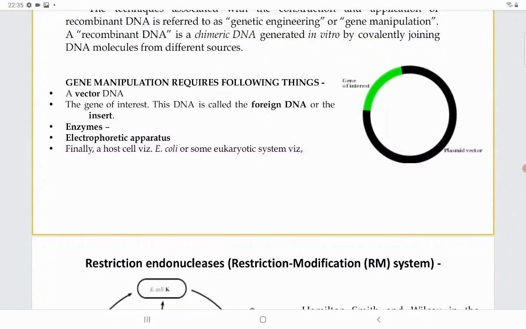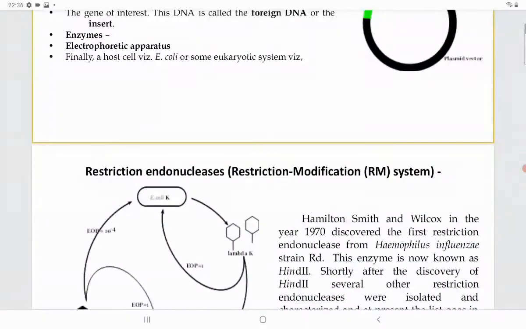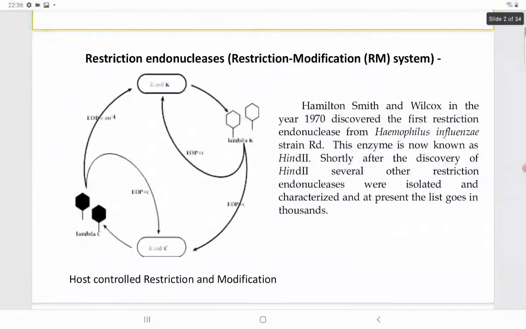The host cells could be E. coli or any other system like a eukaryotic system also, like yeasts, but mostly it is E. coli, within which the first part of the recombinant DNA technology is performed. After that, there are several other things that can be done. Not the only objective of recombinant DNA technology is that you will try to make a genetically modified organism. There are many other objectives or motto of genetic engineering.